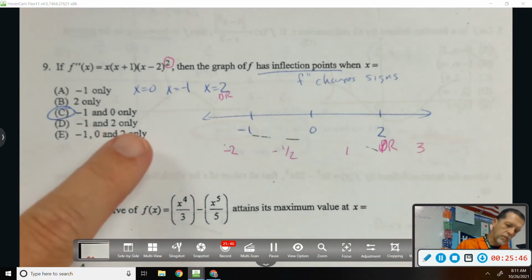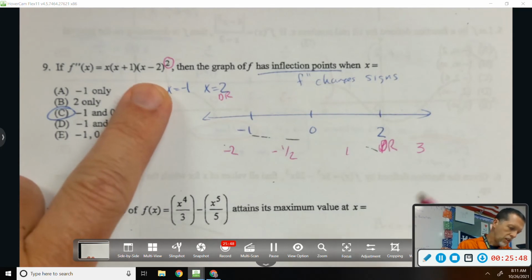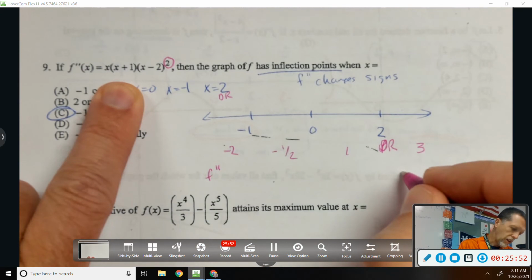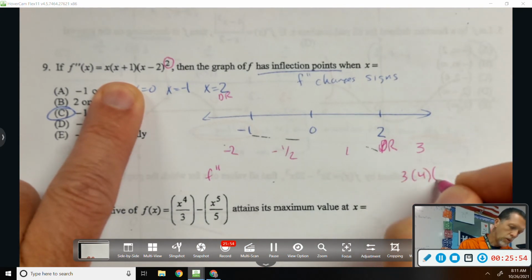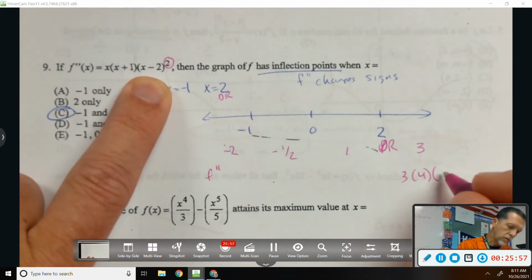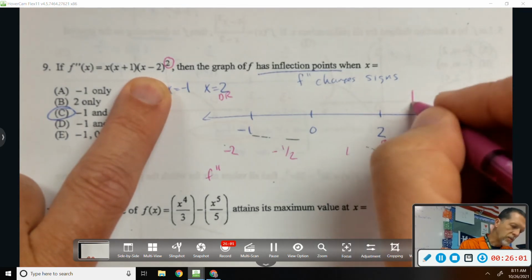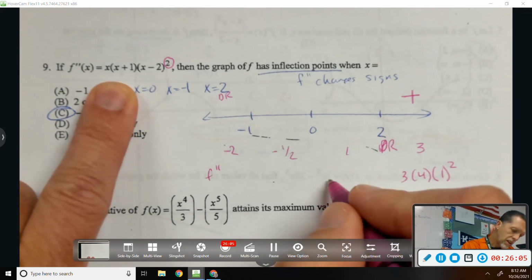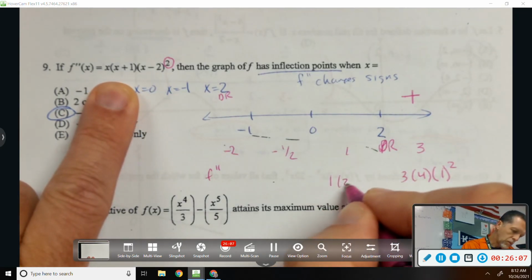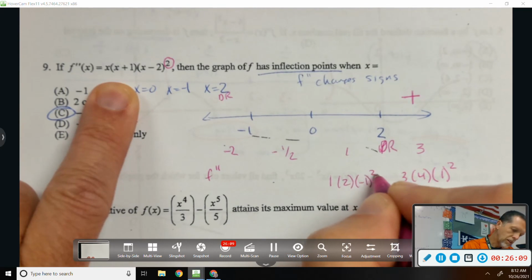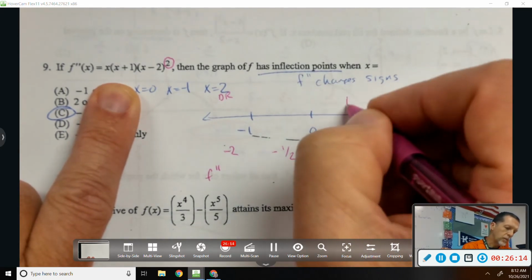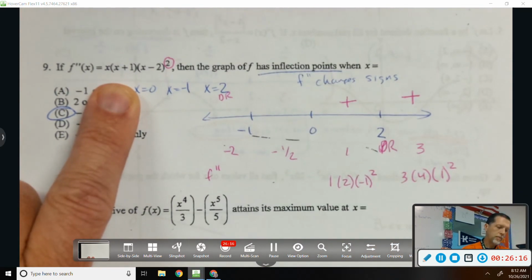Okay, well let's plug in 3. So if we plug in 3, we get into f double prime. So I get 3 times 4 times 3 minus 1, 3 minus 2 squared, but all that's positive. If I plug in 1, I get 1 times 2 times -1 squared. When I square the -1, it goes positive, everything's positive. So you just randomly plugged it in? I didn't plug it in.